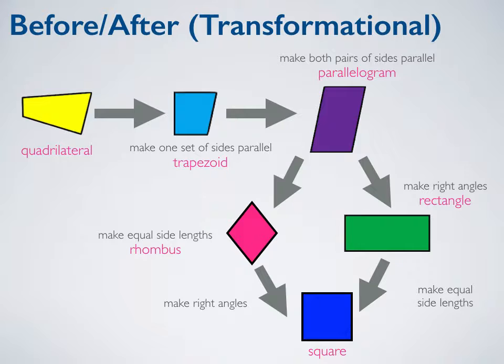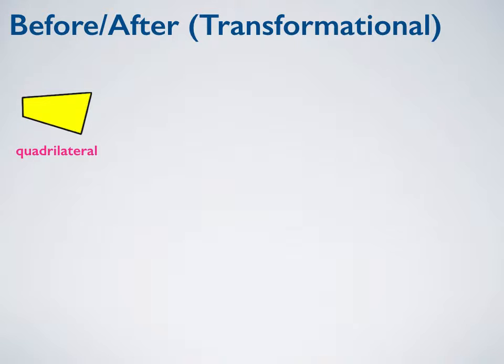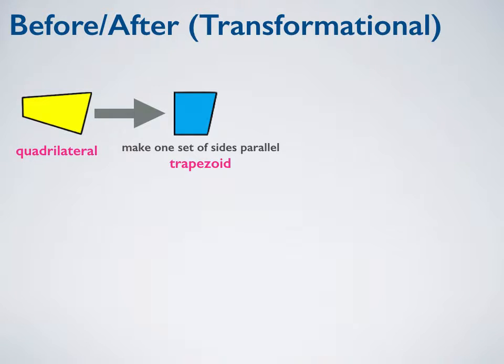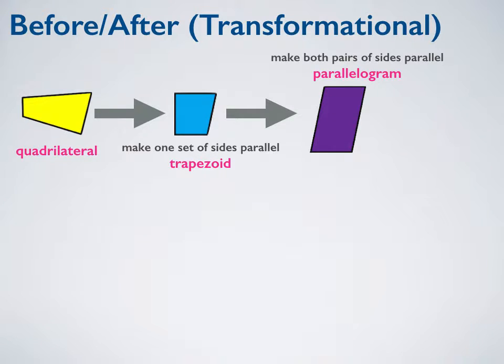You also may want to present this concept in a transformational way. Start with a non-specific quadrilateral like this one. If I manipulate or transform that non-specific quadrilateral so only one set of sides is parallel, it becomes a trapezoid. I could transform it again so now both sets of sides are parallel and it becomes a parallelogram. By doing this, opposite side lengths become equal in length, which is another characteristic of a parallelogram.